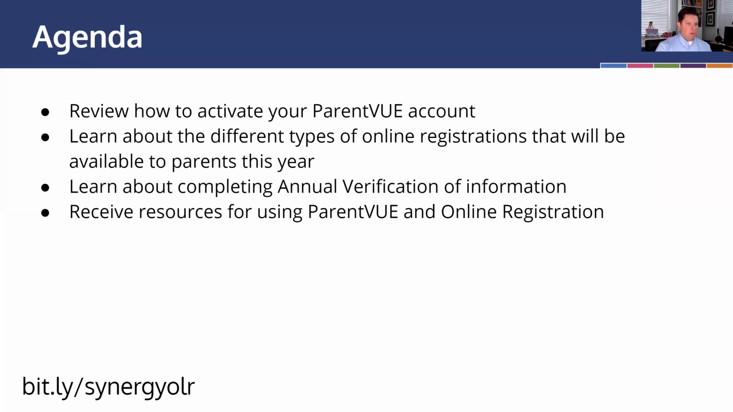I also want to spend the bulk of our time walking through what online registration is, and what's going to be available to parents throughout the year in terms of online registration. And then I'm going to spend the majority of time focused on the one online registration that is already live and available. As soon as you activate your ParentVUE account, you'll have access to that, and that's called annual verification of information. I'm going to walk you through what is covered there, at least give you a general overview of the types of information you'll be asked to enter, things that you can update and change, and how that process works.